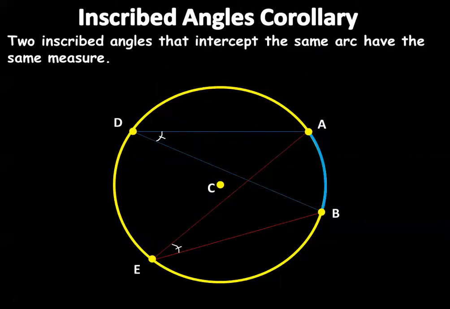Okay, now we've got the inscribed angles corollary, and it says that two inscribed angles that intercept the same arc have the same measure. So if you look here, I got some little animations going here. I forgot about this. It says, by the inscribed angle theorem, the measure of angle ADB is equal to 1/2 the measure of arc AB.